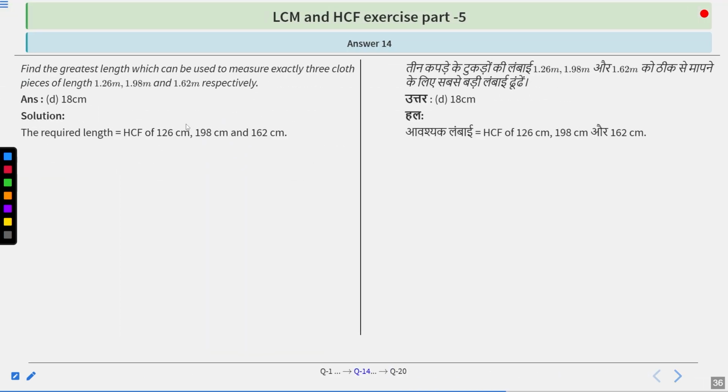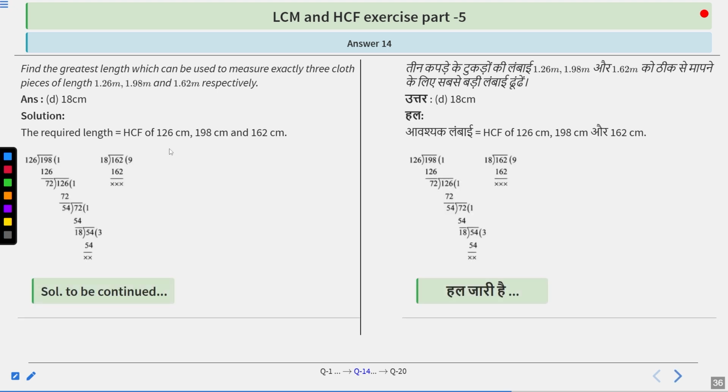Required length is the HCF of 126 centimeter, 198 centimeter, and 162 centimeter. Because 1.26 meter after multiplying by 100 can be written as 126 in centimeter. Similarly, 1.98 can be written as 198 centimeter, and 1.62 meter can be written as 162 centimeter. Now we have to find the greatest length which can be measured. That means the number should be the HCF of 126, 198, and 162.